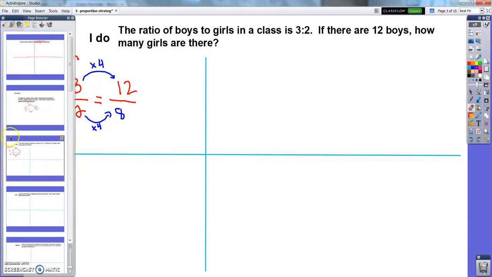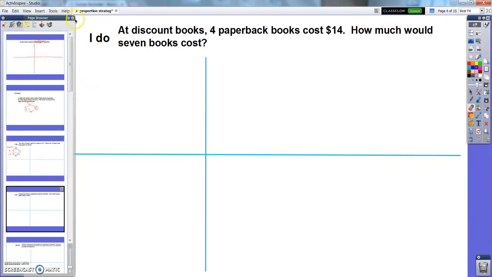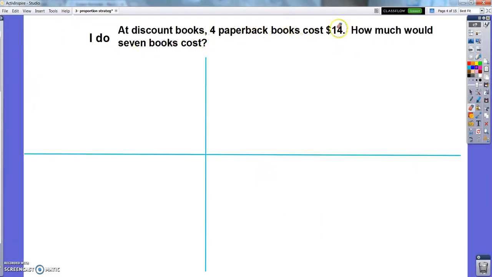Let me do another one that's a little harder. They're not always quite that easy. So at Discount Books, 4 paperback books cost $14. How much would 7 books cost? I'm going to show you how to use the proportion strategy, so I better write that down. I've got a proportion or a ratio of 4 books to $14. And I'm going to use that ratio to figure out how much 7 books would cost. 7 books would be to how many dollars?